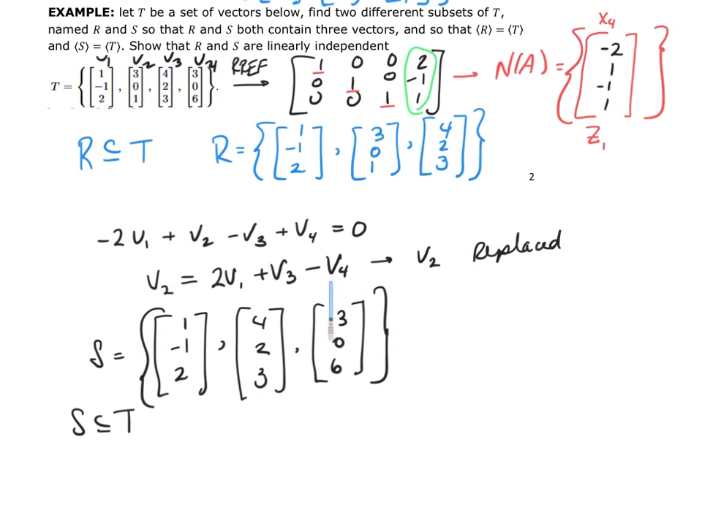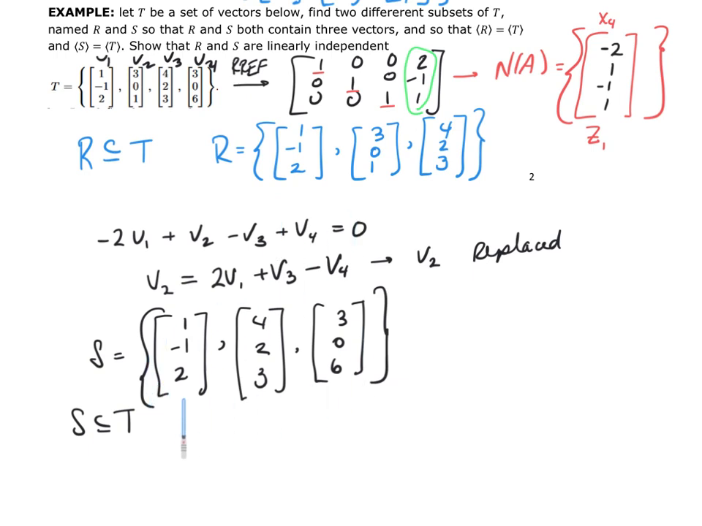Notice that I did not choose to replace V4, because by default V4 is already a linear combination, since I chose my pivot columns, leaving V4, which is where my free variable lands. So I would not replace V4, because it's already done in this first choice.